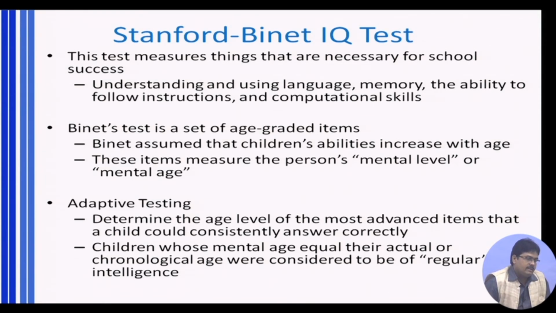However, the Binet test is a set of age-graded items. Binet assumed that children's abilities increase with age. So, therefore, these items measure the person's mental level, what they call mental age. They developed certain adaptive testing that determines the age level of the most advanced items that a child could consistently answer correctly. So, children whose mental age equals their actual or chronological age were considered to be of regular intelligence.